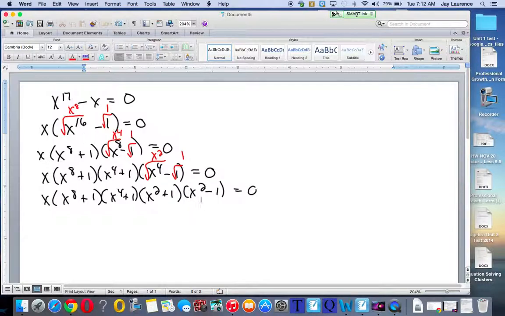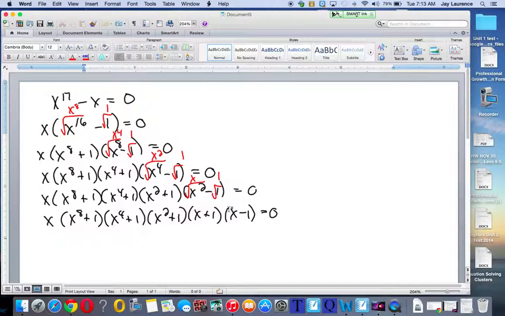Uh-oh, do you see what I'm seeing? I see another difference of perfect squares. Right here, this is a perfect square minus a perfect square. So the final factoring will be x times x to the 8th plus 1 times x to the 4th plus 1 times x squared plus 1 times x plus 1, all quantities, times x minus 1, and now nothing else can be factored.